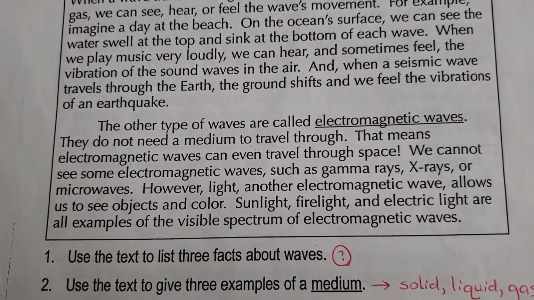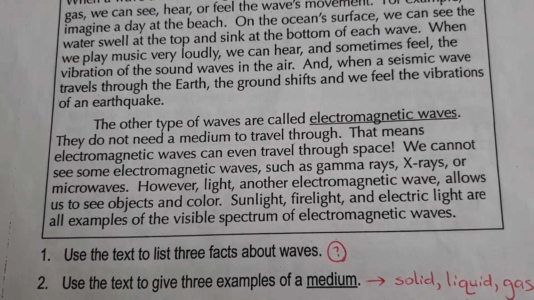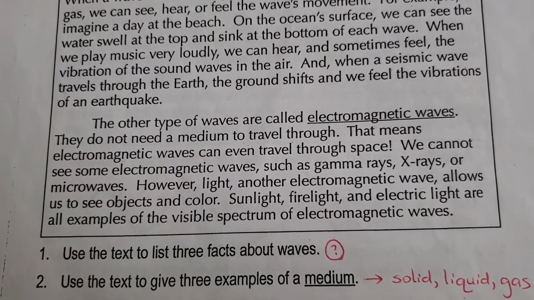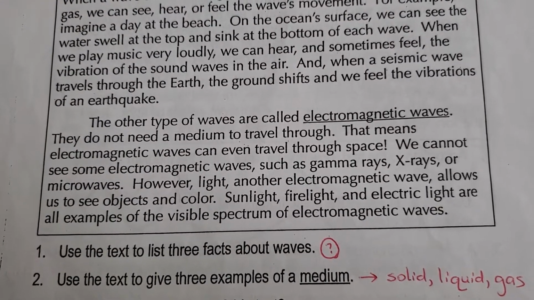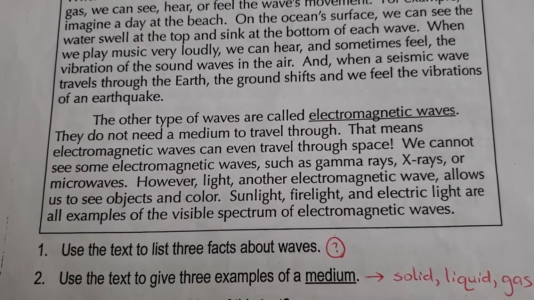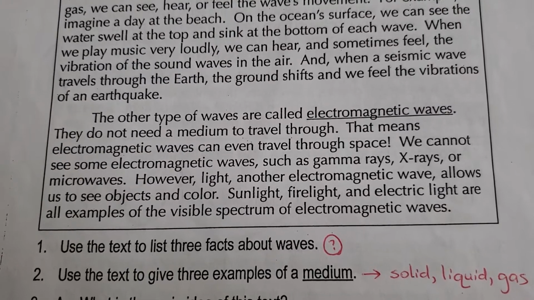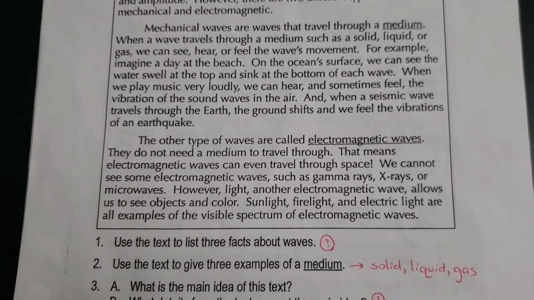We cannot see some electromagnetic waves, such as gamma rays, X-rays, or microwaves. However, light, another electromagnetic wave, allows us to see objects and color. Sunlight, firelight, and electric light are all examples of the visible spectrum of electromagnetic waves.